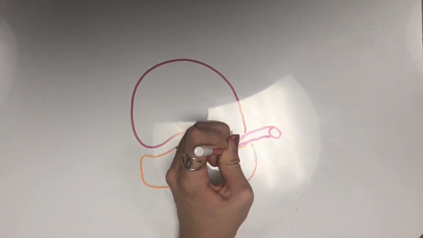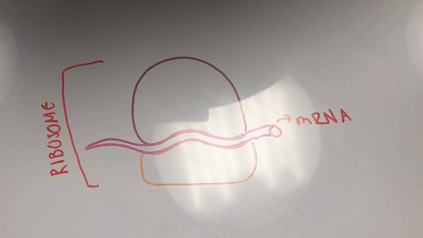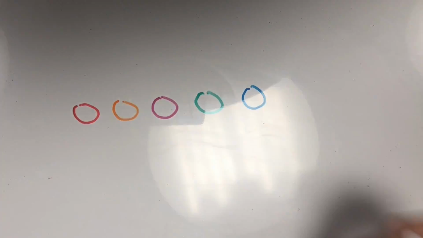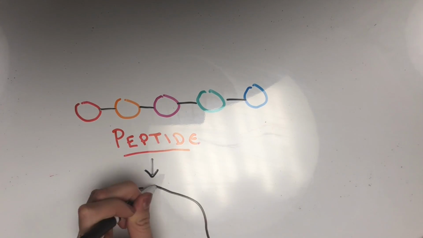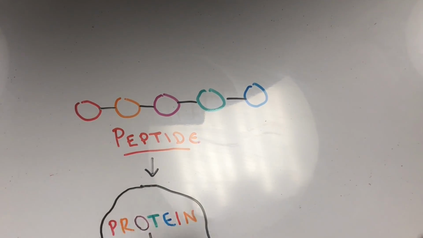The ribosome itself is made up of a large and small subunit, which surround the mRNA and translate the code provided by the sequence of nitrogenous bases in the mRNA into a specific order of amino acids in a protein, which eventually makes a peptide. And then that eventually makes something we like to call a protein.